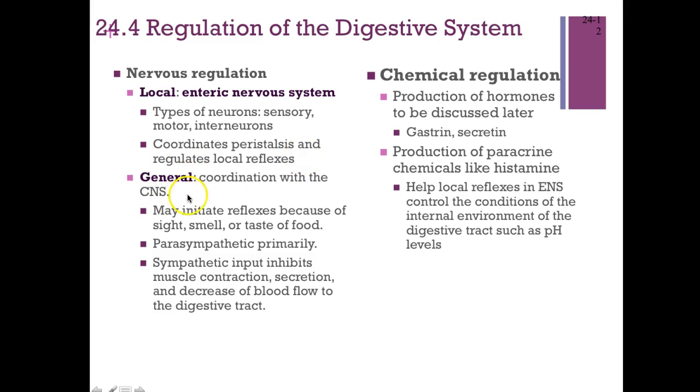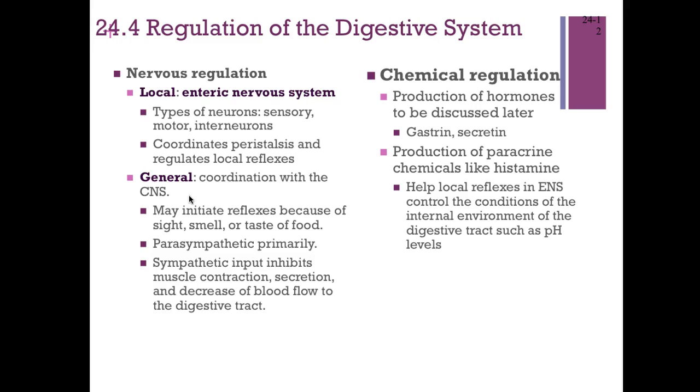In general, though, we do have coordination with our central nervous system. This helps us with some reflexes because of the senses associated with food, such as sight, smell, and taste. This is most likely our parasympathetic nervous system working. Remember, that is our rest and digest portion of our autonomic nervous system, whereas our sympathetic nervous system is going to inhibit digestion, really. So it's going to inhibit muscle contraction, secretion, and also blood flow to our digestive tract.